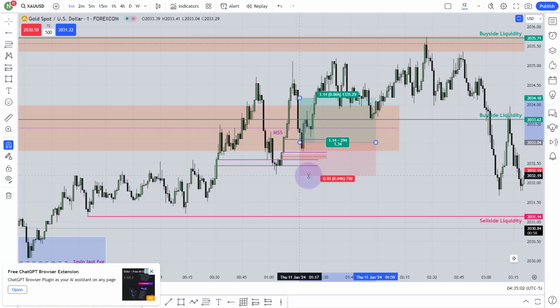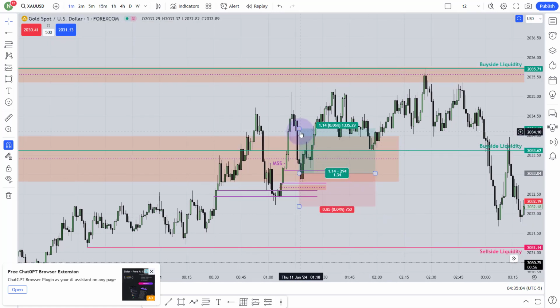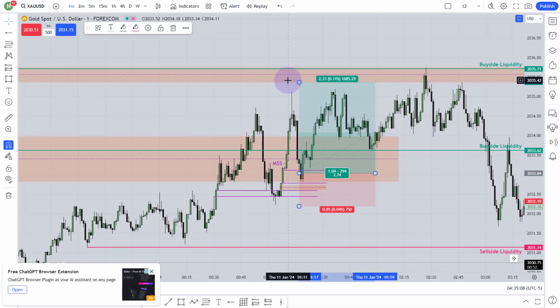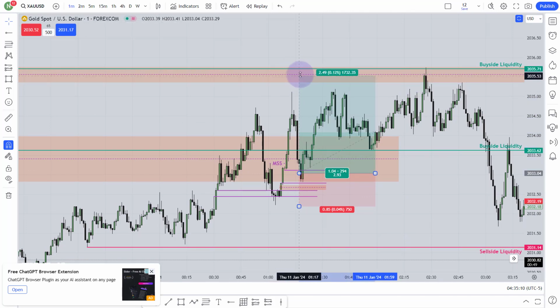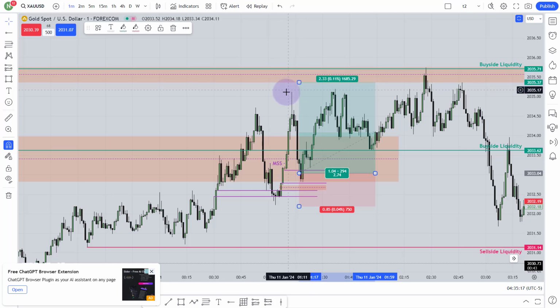Your stop loss will be just below that swing low. Where should be your target? You can target it until the last 15-minute fair value gap, or you can target that buy side liquidity, but I will go for that one. Okay, the low of this last fair value gap, I will go for that.